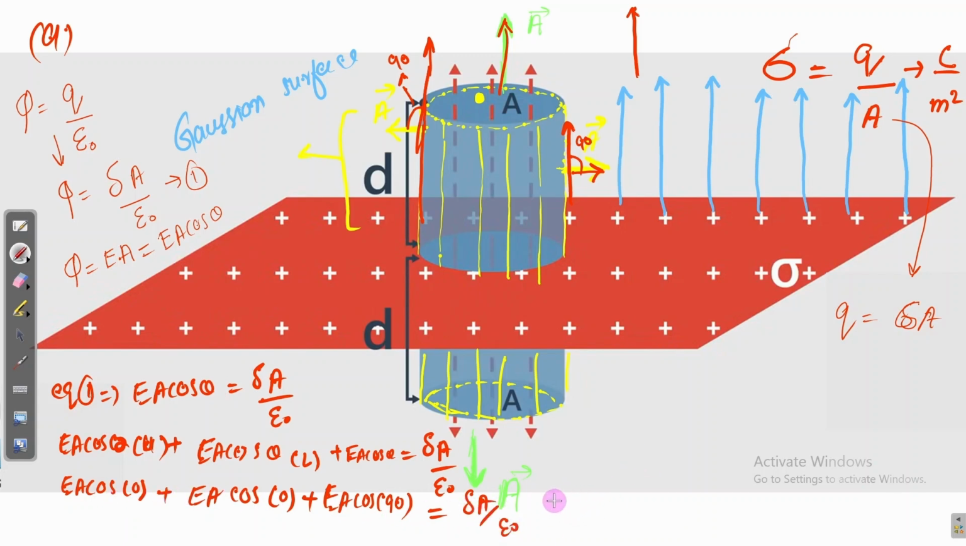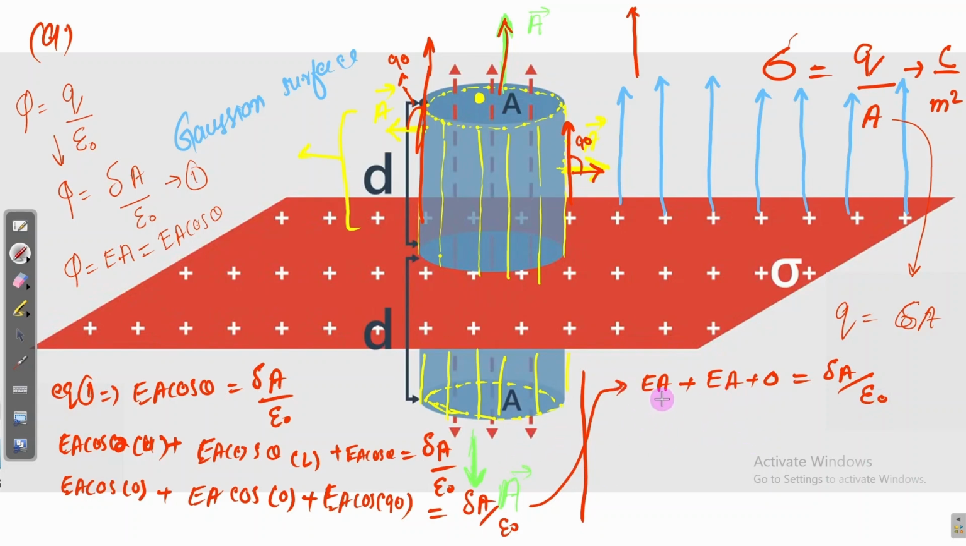So this equation implies EA cos theta, and cos of 0 is equal to 1. So plus EA cos 0 is equal to 1. So EA plus EA cos 90. Cos 90 is equal to 0, and 0 multiplied with this makes the total term 0, which is equal to sigma into A divided by the permittivity of free space.